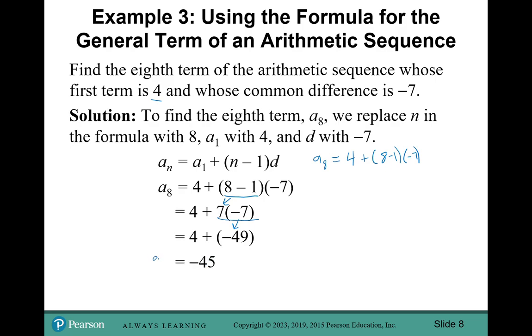So our a_8 is -45, which means the 8th term is -45. And we didn't have to go through the headache of finding 6 or 7 other terms to figure out what that 8th term was. We just used the simple formula for arithmetic sequences.